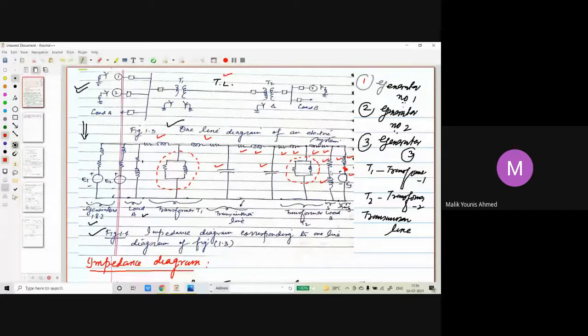Hanji, are there any doubts? Momin. No, sir. Clear, sir. Okay, is there any doubt about how we do the representation?